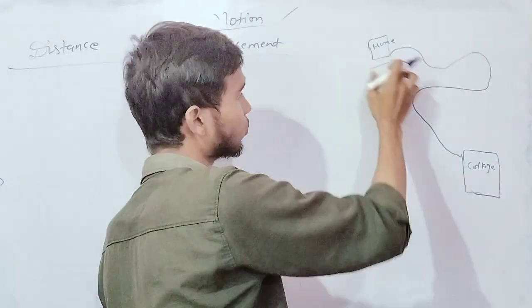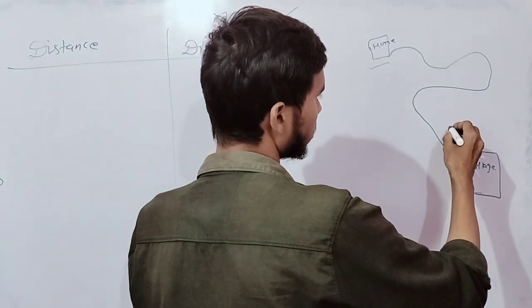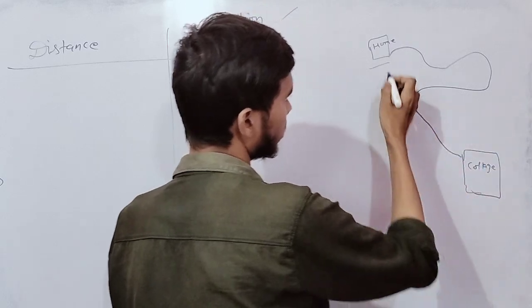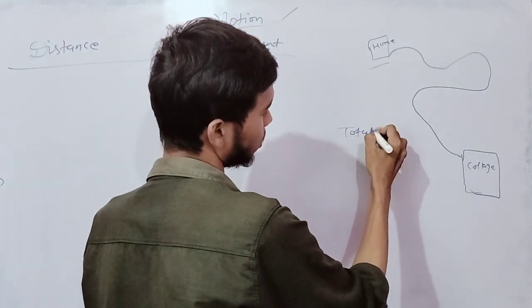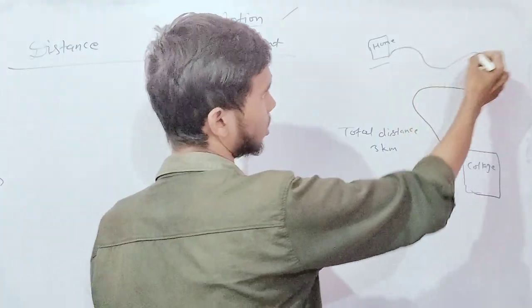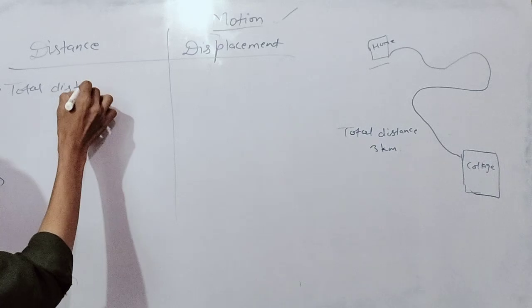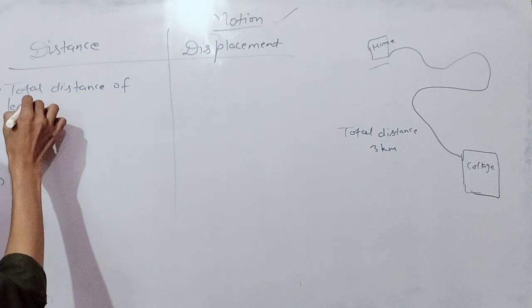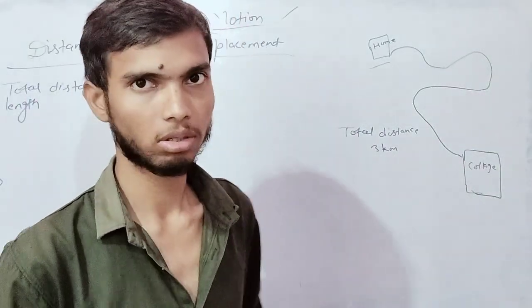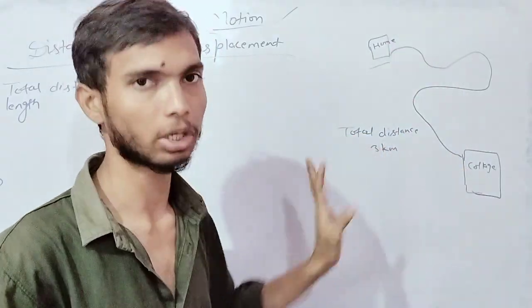Now you know that the distance from here till here is how much? You would say 3 kilometer. Total distance is how much? 3 kilometer, from here till here, like that. So here you will take the total length, the total distance of length. You will not avoid any distance. To define distance, you will take the total length.